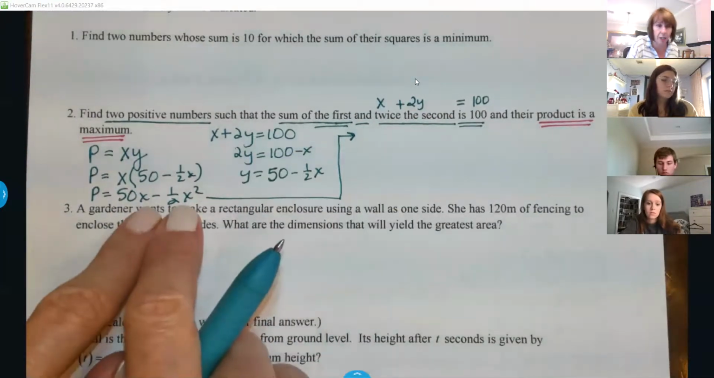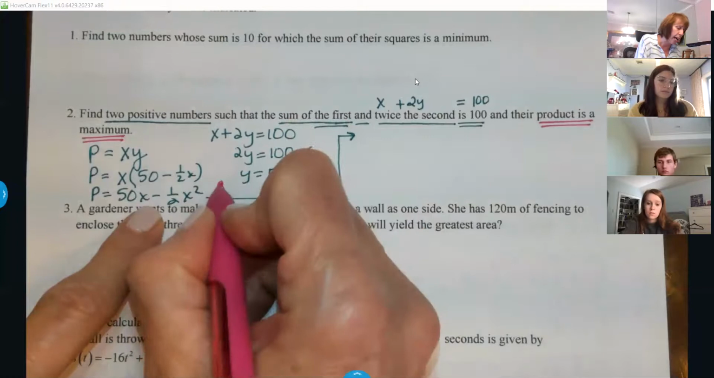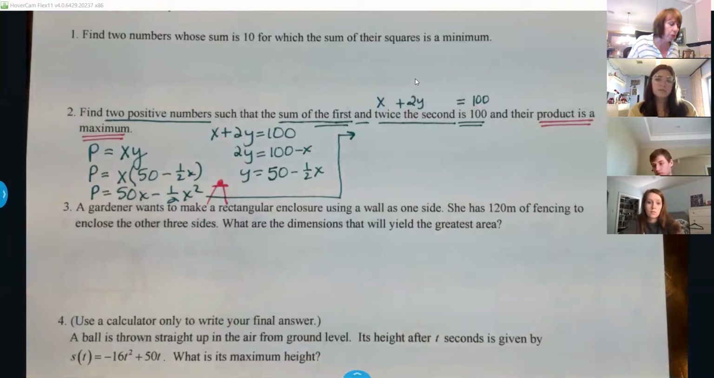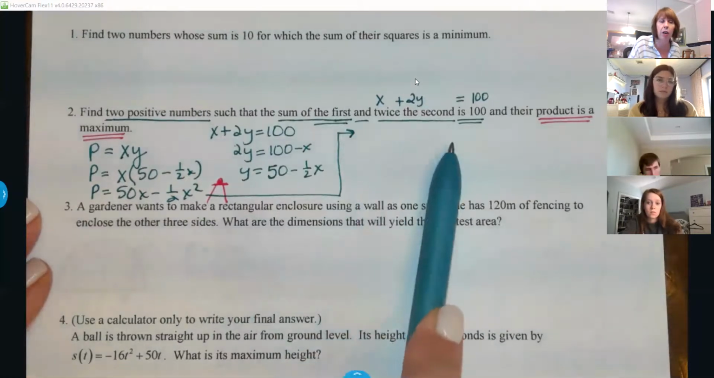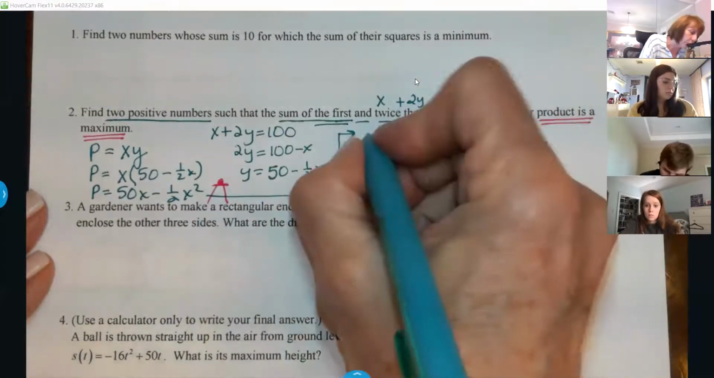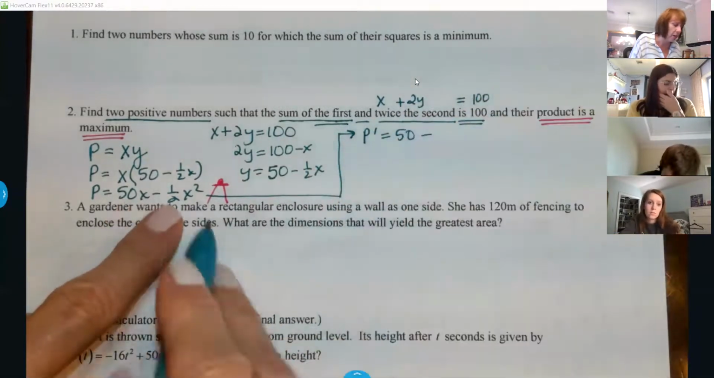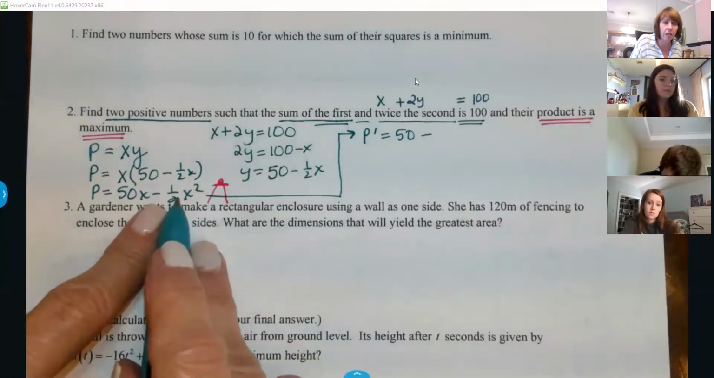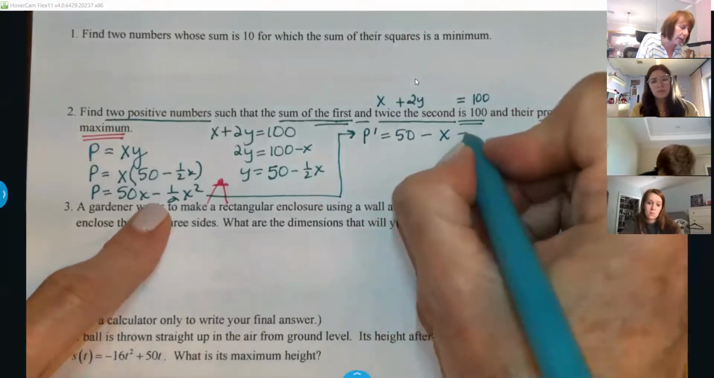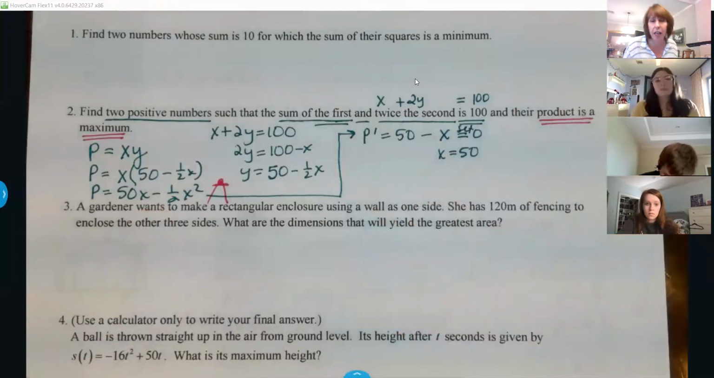I know what that looks like too. It's an upside down parabola, and it has a maximum. It has a maximum when the slope is 0. So when we take the derivative and set it equal to 0, solve it for x, we're going to get the x value of the maximum. So taking the derivative, 50 minus the derivative here is just going to be x, right? Or negative x. Set that equal to 0. And that's an easy one to solve for x. x is just 50.